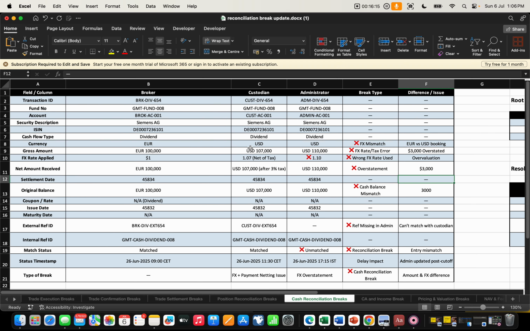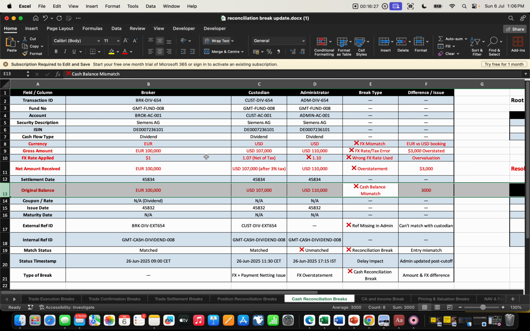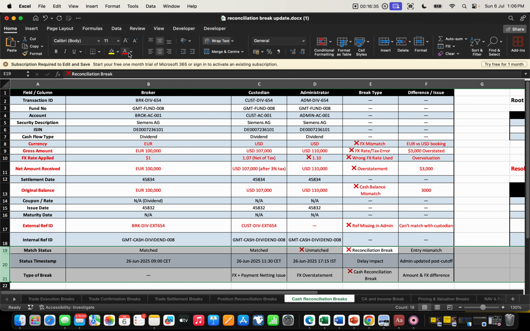First I will highlight where this break gets impacted. This break impacts the currency, gross amount, FX rate applied, original balance, external reference ID, match status, timestamp and everything. One by one we will understand how the cash break is created and how we can resolve it in day-to-day activity.